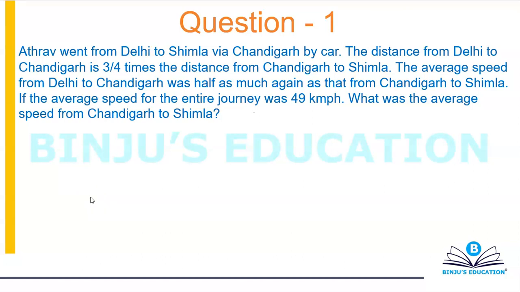Alright, let's try this one. So Athav went from Delhi to Shimla via Chandigarh by car. The distance from Delhi to Chandigarh is 3/4 the distance from Chandigarh to Shimla. So he went from Delhi to Shimla via Chandigarh. So I'm going to draw this first of all. So this is Delhi. Then this is Chandigarh. And this is Shimla.